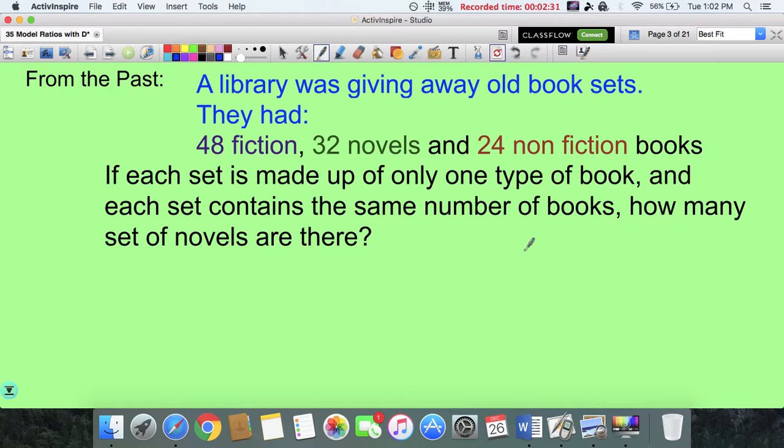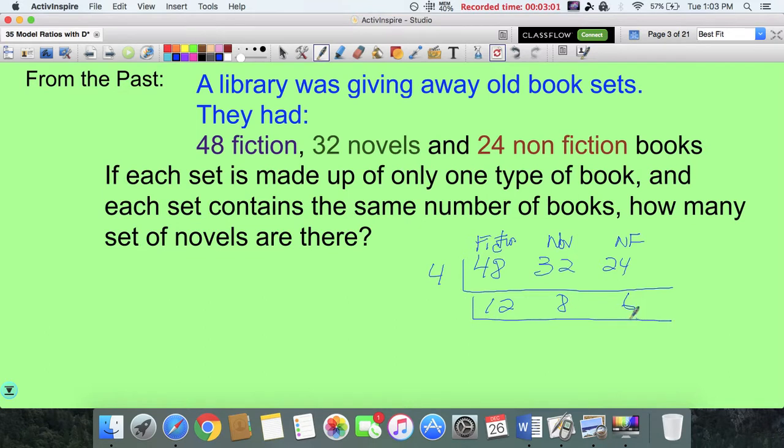I'll use the ladder method because that comes in very handy. I'm going to write fiction, novels, and nonfiction. Remember the ladder method, it's helpful when finding the GCF or LCM. 4 goes into 48 12 times, 4 goes into 32 8 times, 4 goes into 24 6 times. I can go on, so I'm going to use 2.